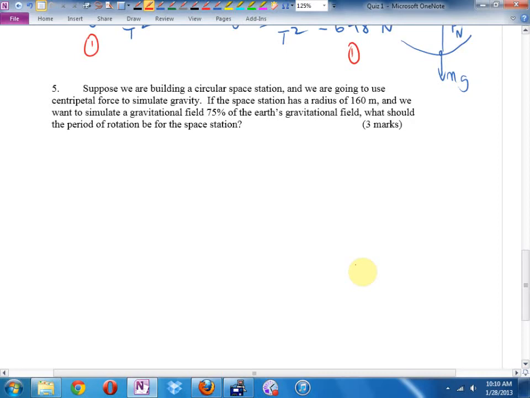Speaking of, let's go to outer space. Suppose we're building a circular space station, and we're going to use centripetal force. Okay, so we looked at this. What we're talking about here is the only force acting on the person, the normal force. What we're really saying is normal force equals circular force. And since they're asking for the period, I'm pretty sure this is going to be mass times acceleration.